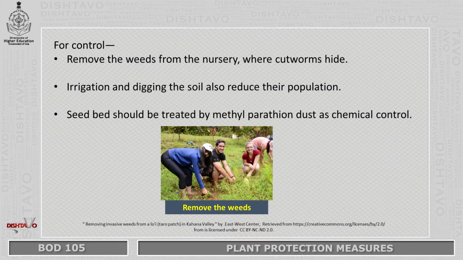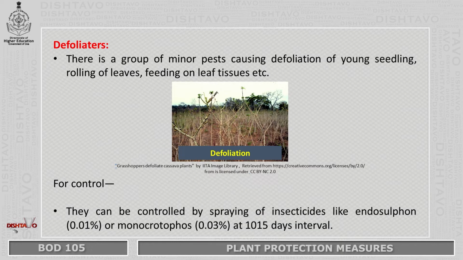For control, remove the weeds from the nursery where cutworms hide. Irrigation and digging the soil also reduce their population. The seed bed should be treated with methyl parathion dust as chemical control. In the picture you can see people removing the weeds from the nursery.